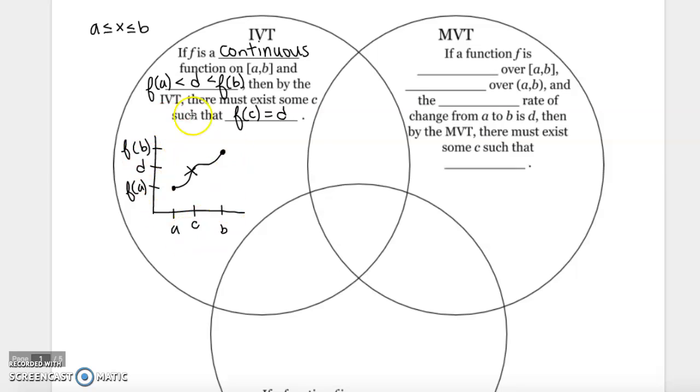Okay, so that's your intermediate value theorem. It basically says that if you have a value that is intermediate between two other y-coordinates, its x-coordinate must exist as well between a and b.